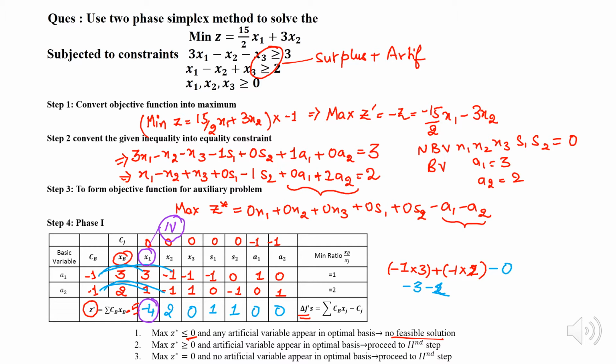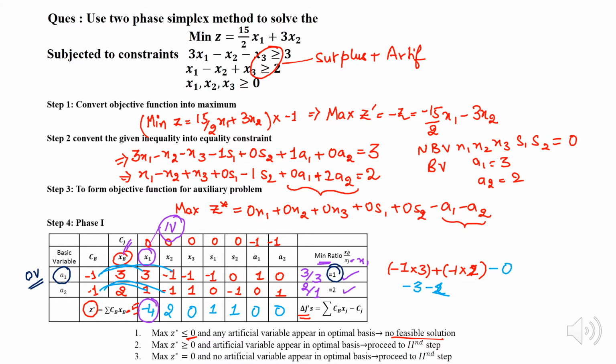Okay, now we will calculate the minimum ratio, which is xb divided by the incoming variable x1 coefficients. So here 3 divided by 3 will give you 1, and 2 divided by 1 will give you 2. So what is your outgoing variable? How are you going to check? Minimum ratio. The minimum ratio is 1, so corresponding to that, a1 is your outgoing variable.